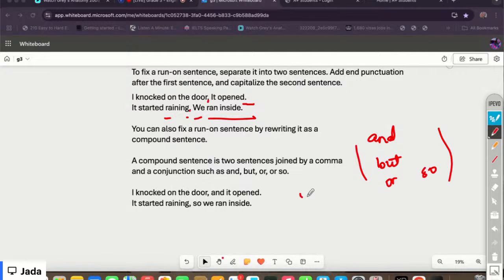Okay, so you can fix a run-on sentence by putting a period, or you can fix it by turning the sentence into a compound sentence. So on the chat, can you give me examples of run-on sentences?